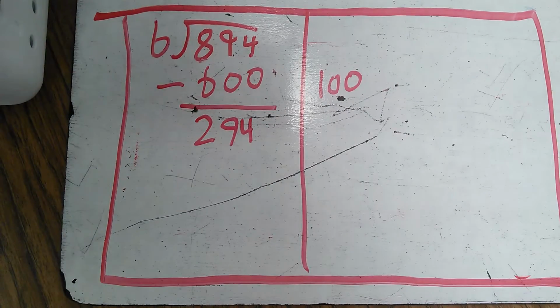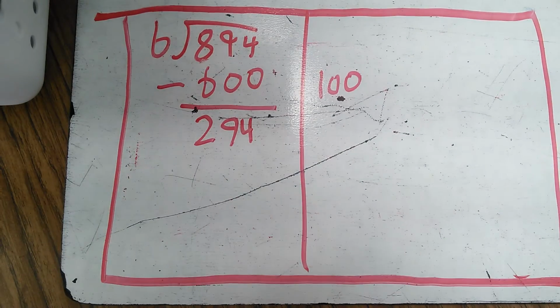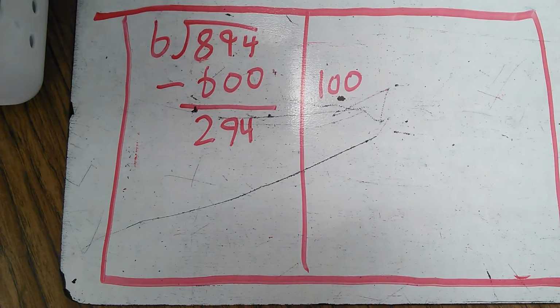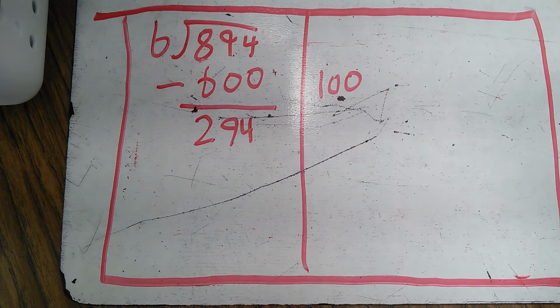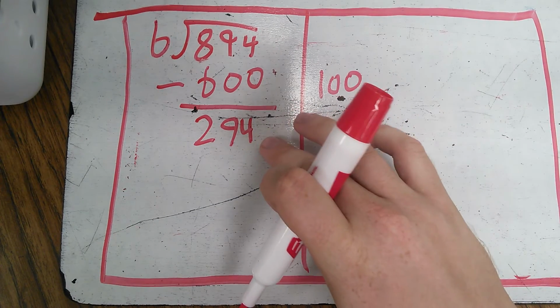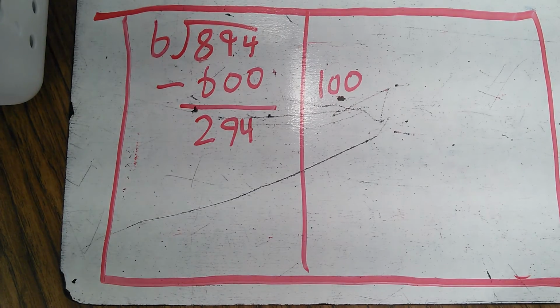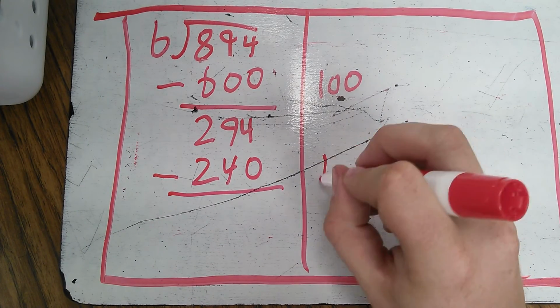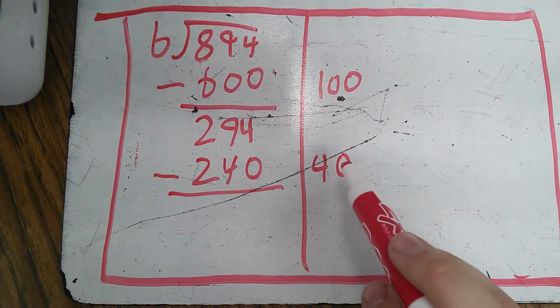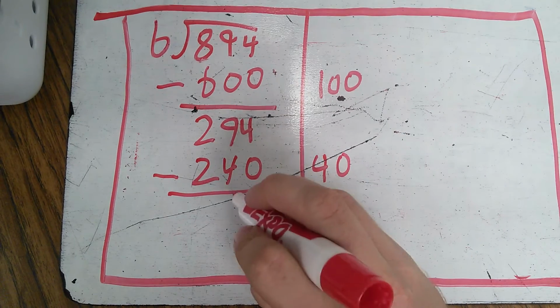So I still have 294 to go. So now I need to think of another number that goes into 294 and is a multiple of 6. And there are a lot of different choices out there, but I'm going to use my times tables. I know that 6 times 4 is 24. If I add a 0 to that, I can get 240. I could have done 20, I could have done 10, but I'm going to use my times tables to try and get as close as I can to this number without going over. So that's 240. So I'm going to subtract 240, and I'm going to put a 40 right here, because 6 times 40 is 240. And that leaves me with 54.